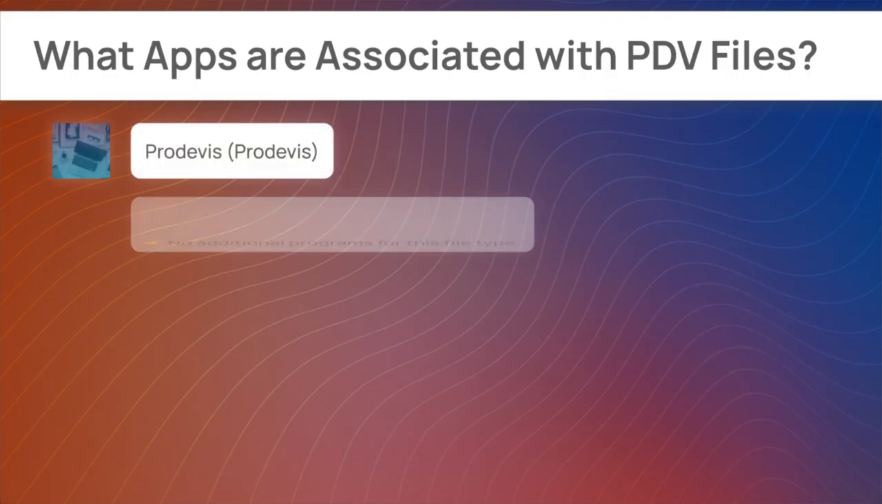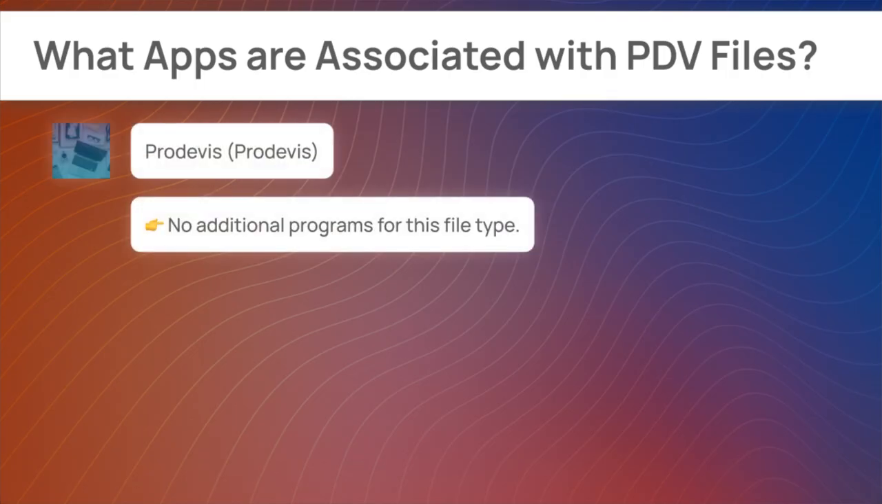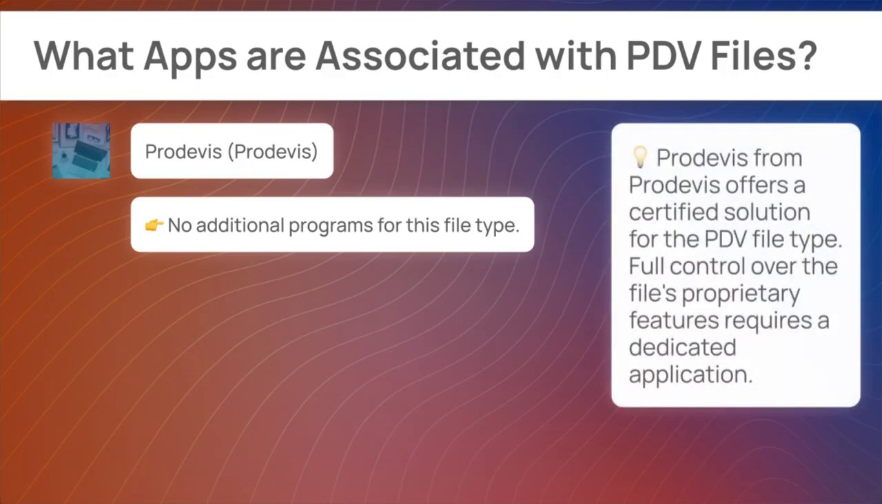For viewing and interaction, PDV is most commonly opened via Prodevis from Prodevis. Full control over the file's proprietary features requires a dedicated application. Windows shows basic previews for common types, while detailed editing needs design applications.